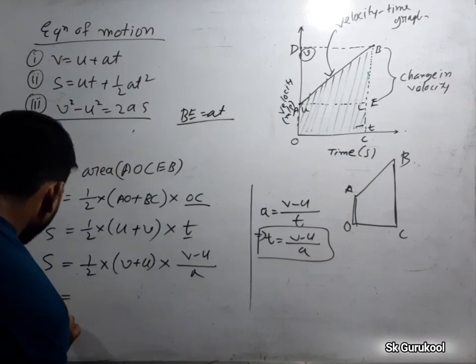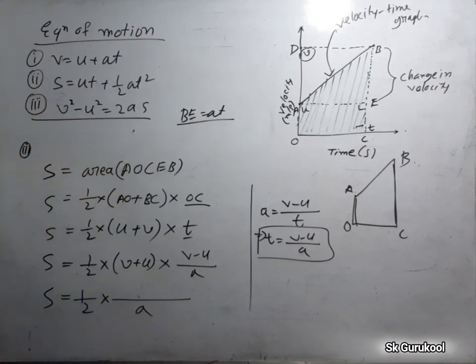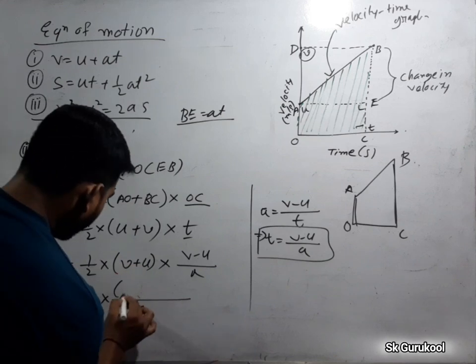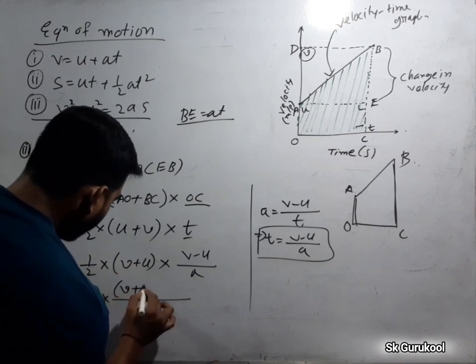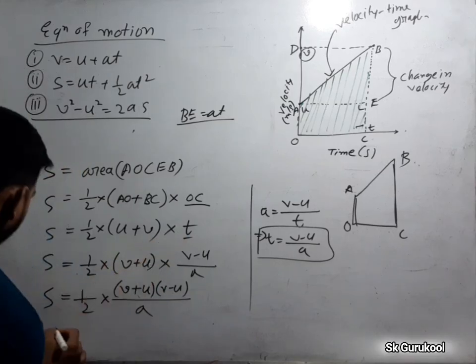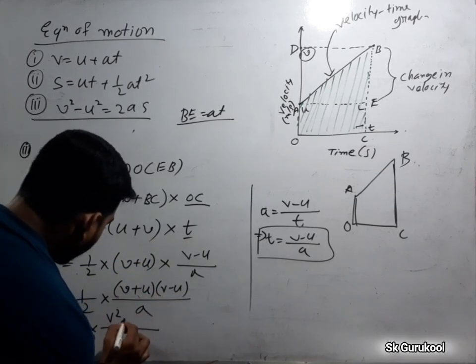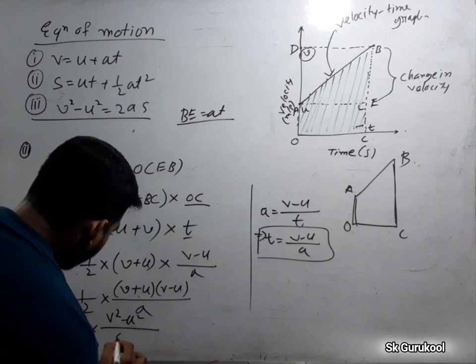Okay. Half into, you can see here the denominator is A, and in the numerator we multiply this one, V plus U into V minus U. So S is equal to half into V plus U into V minus U, that is V square minus U square. It is the a square minus b square formula.